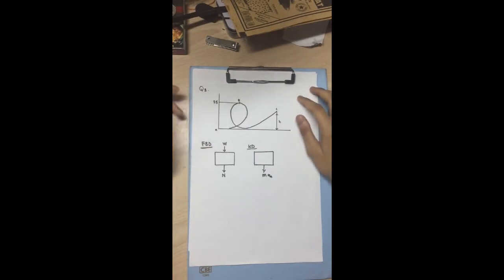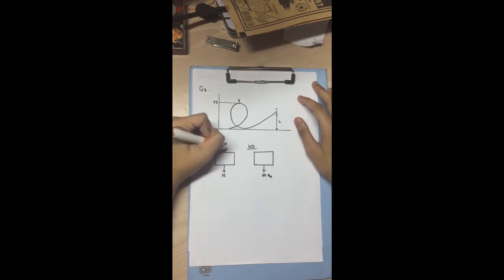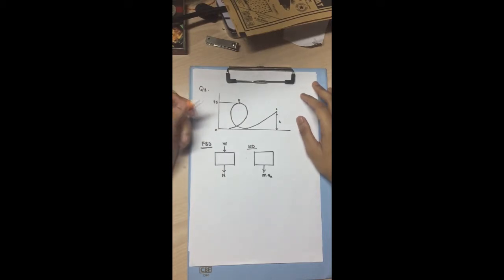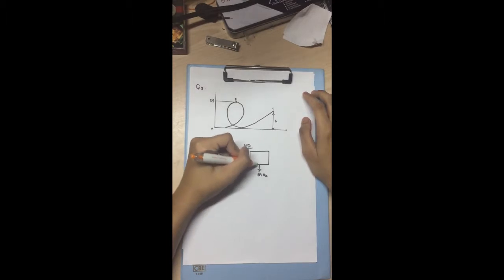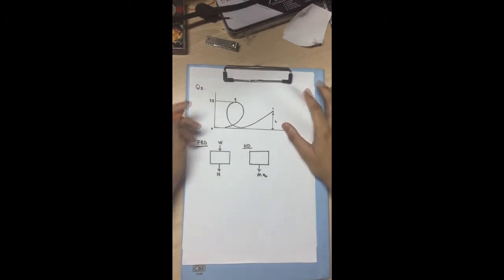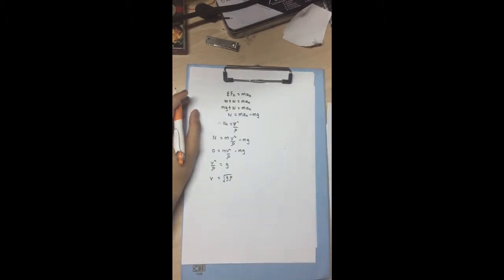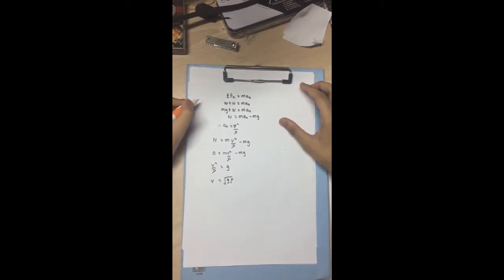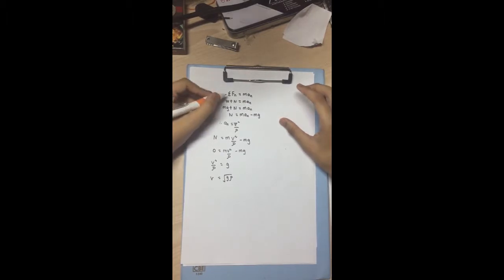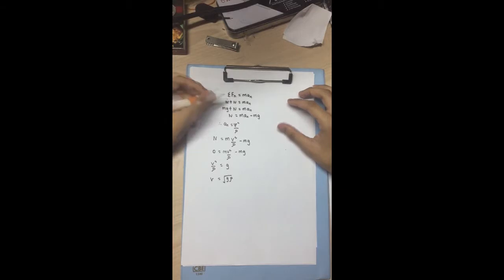Firstly, you need to draw an FBD at point B. Okay, N is downward and also W is downward. And you also need to draw a kinetic diagram. Okay, kinetic diagram ma is also downward. Alright, next. For this question, we need to use Newton's second law, which is summation Fn is equal to ma.